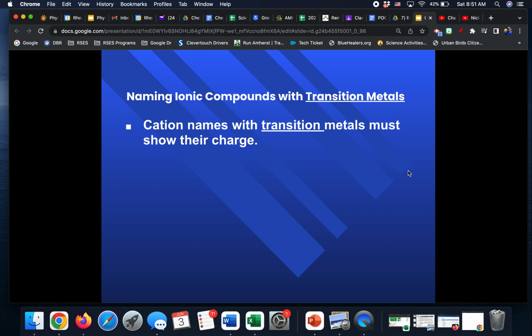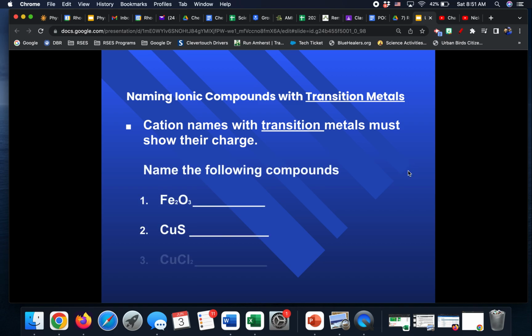The cation, the first element, we said has to show its charge, and we're going to show it in Roman numerals. So practice these 3. Pause it, look them up, and see if you're good at that crisscross method.